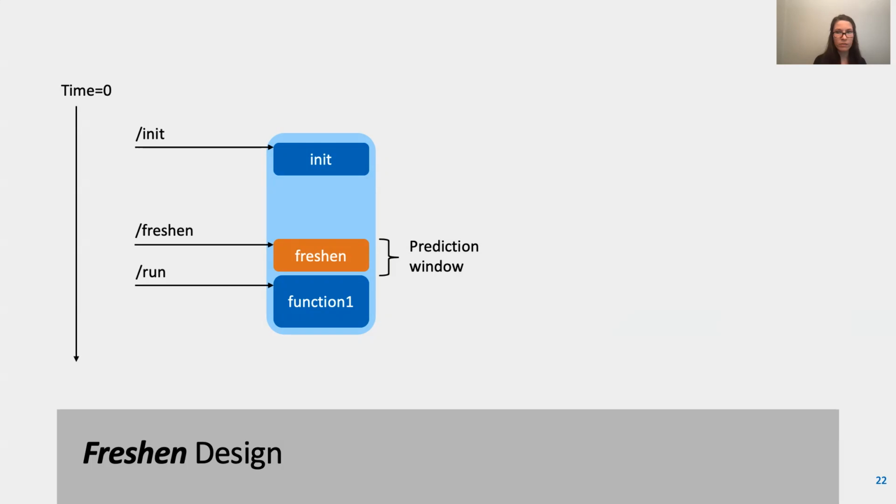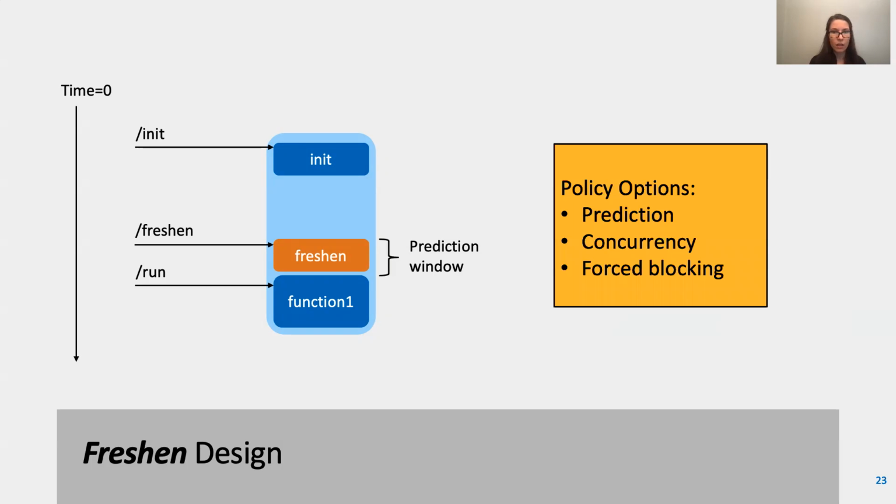So what we'd want freshen to do is run before run based on some sort of prediction window. And there are a couple of policy options in this scenario. You don't necessarily have to have prediction in order to have this third runtime hook. And if prediction fails, or if you choose not to use prediction, you could choose to run freshen in the function concurrently, or you could impose some sort of forced blocking where the function is only allowed to run once freshen has finished executing.